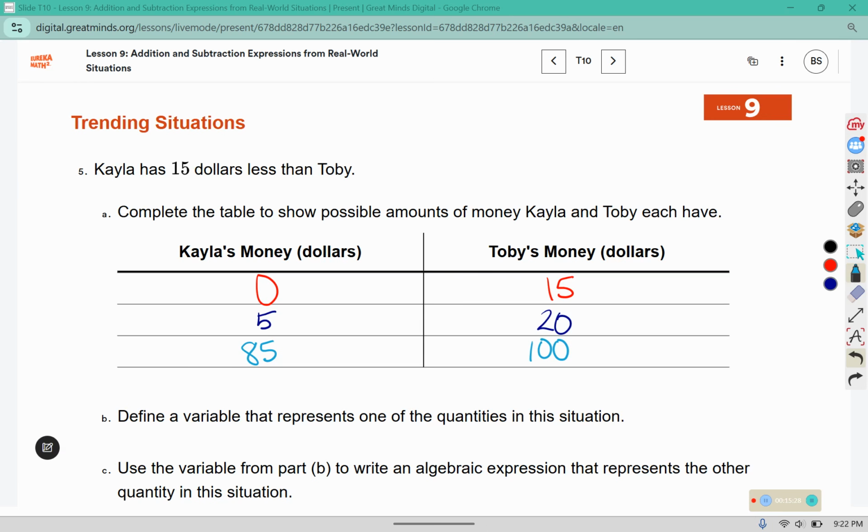B says define a variable that represents one of the quantities in this situation. We're going to use K is Kayla's money measured in dollars. Use the variable in part B to write an algebraic expression that represents the other quantity in this situation. So now we're trying to describe Toby's money based on K. If we start with K, how do we get Toby's amount? Well, 5 plus 15 gives us 20. 0 plus 15 gives us 15. And 85 plus 15 gives us 100. So to find Toby's money, we add 15 to Kayla's money.